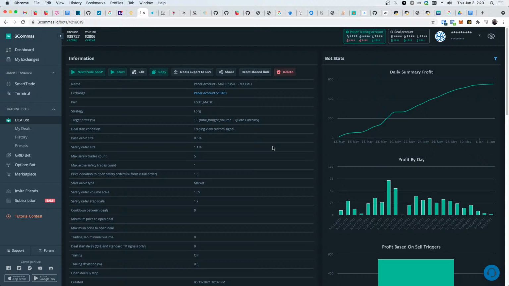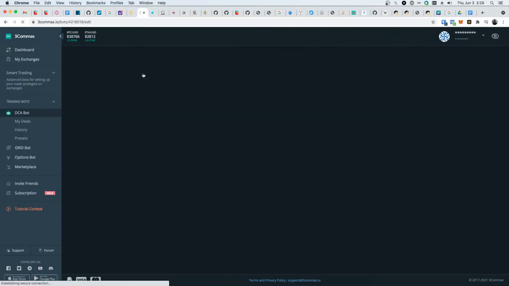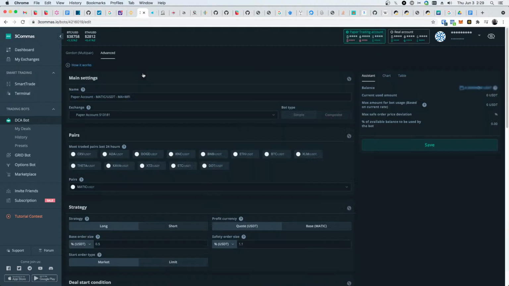But definitely, folks, pay attention. Don't put your whole bag into this, and only trade with money you can lose, because this is absolutely not financial advice.